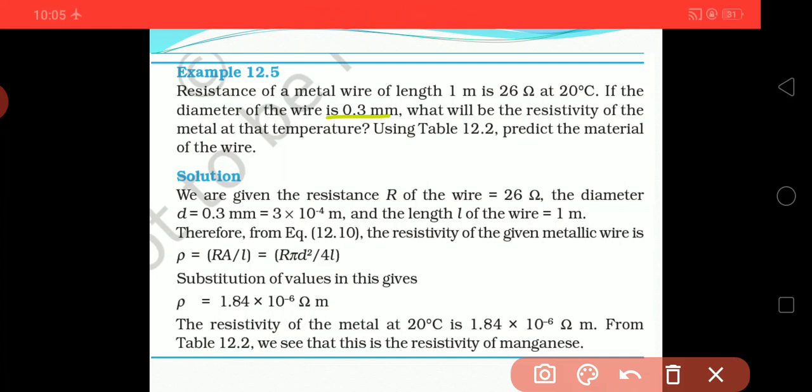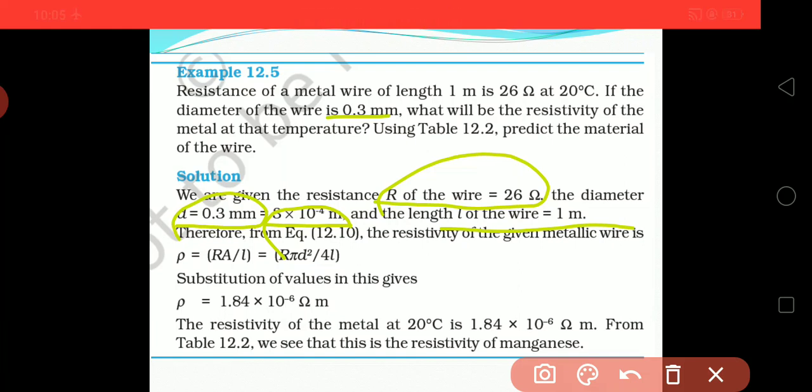We are given a resistance of 26 ohm. From the data we get that R is equal to 26 ohm. Our diameter D is 0.3 mm. If we convert it into meter, it will be 3 into 10 raised to minus 4 meter. In the same way, our length is 1 meter, which is already given.